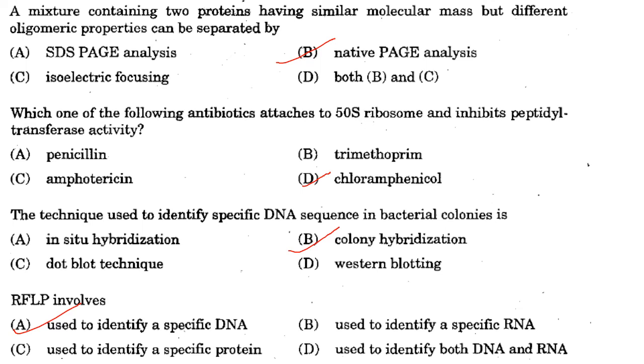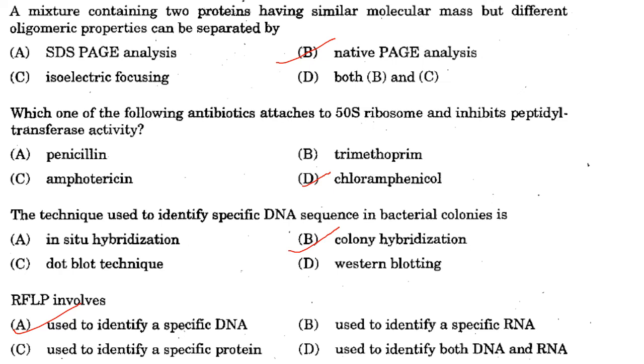The technique used to identify specific DNA sequence in bacterial colonies is, so answer is colony hybridization technique. So colony hybridization is a genetic lab technique used to identify which colonies of bacteria on an agar plate contain a particular sequence of DNA or a particular gene.